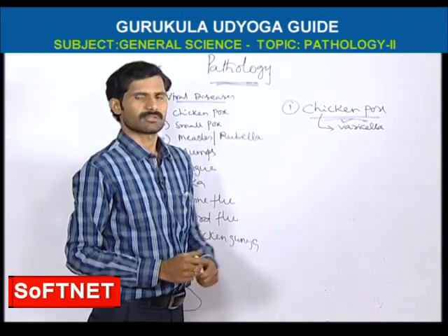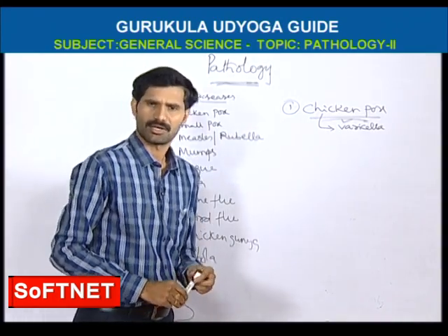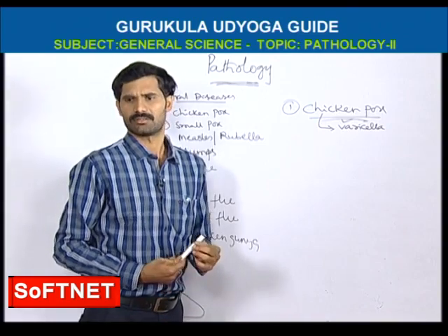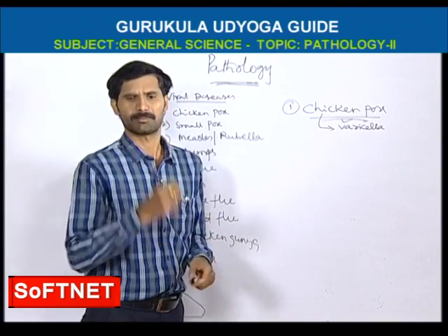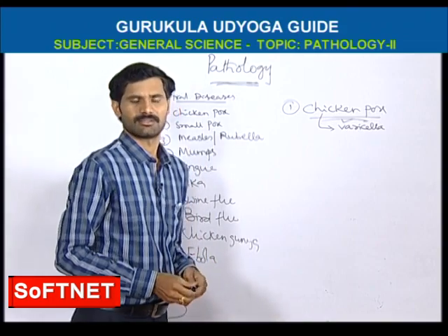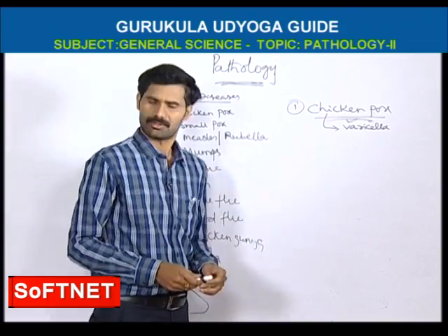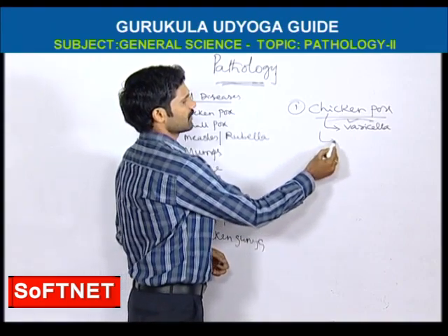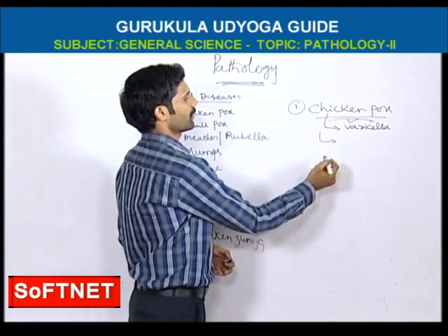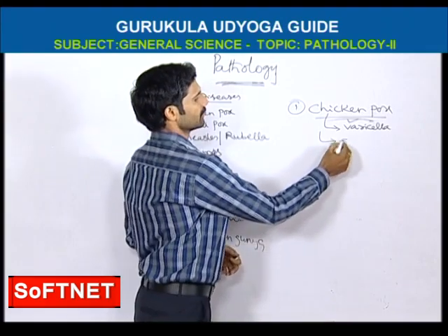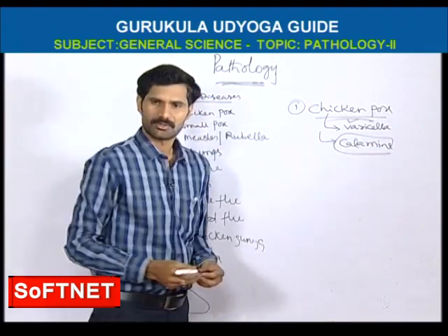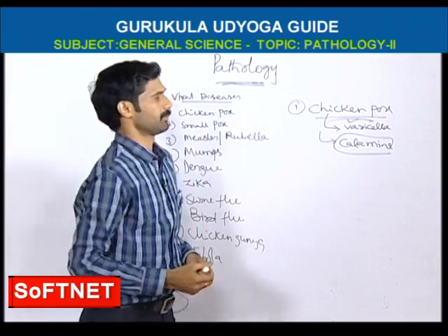Chickenpox symptoms include small lesions on the skin. After a few days, these lesions close up, scab over on the skin, and shed off. In the treatment of chickenpox, we generally use a drug, namely calamine. Calamine is used in the treatment of chickenpox.